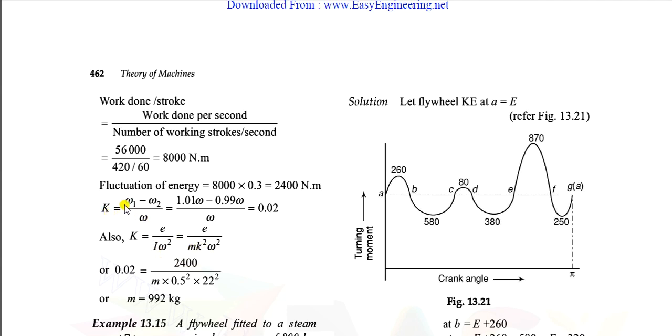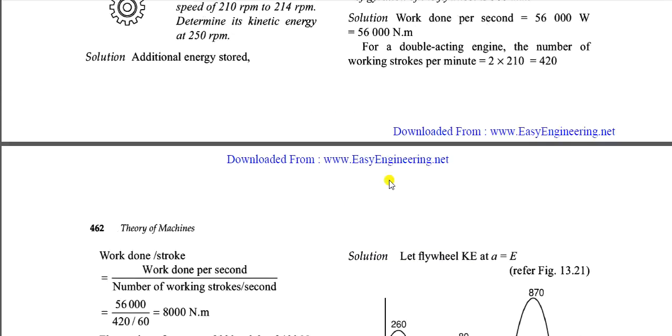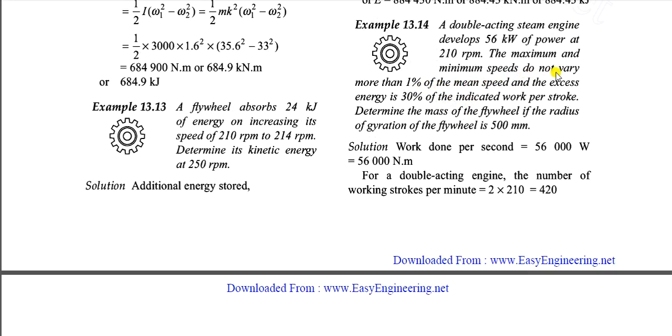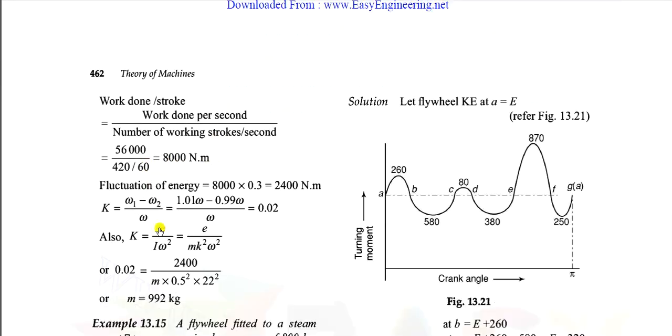So coefficient of fluctuation of speed is maximum speed minus minimum speed by mean speed. Now he is saying that the maximum and minimum speed do not vary more than 1% of the mean speed. Okay, so maximum speed is, for example, 1.01 omega, and the minimum can be 1% variation, so 0.99 times omega. So from here you are getting CS 0.02. Please remember this, it is important.